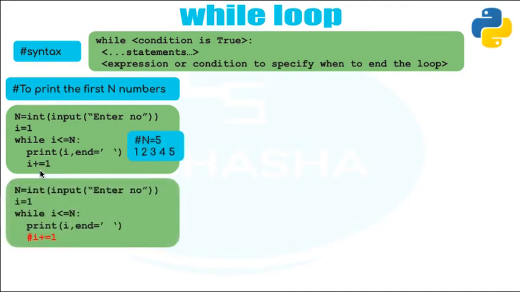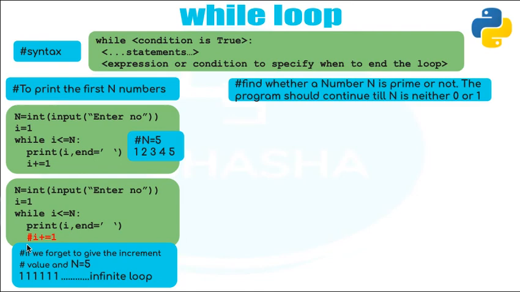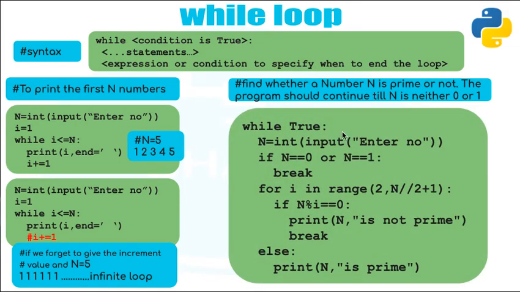Let's take another case. What is going to happen if you don't increment it by 1? I have just shown you that it will get into an infinite loop. Just remember that. Let's take another example. Find out whether a number n is a prime number or not, and the program should continue till n is neither 0 nor 1. You can see I've used while true in this case. So take a number, just check if it is 0 or 1. If the number is either 0 or 1, you come out of the while loop. But what if it is neither 0 nor 1? Then you give the logic of a prime number.